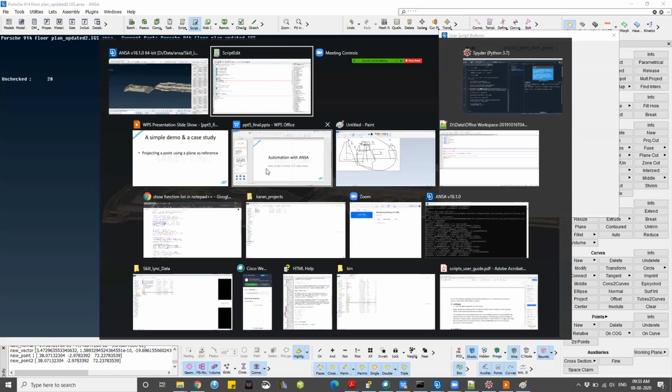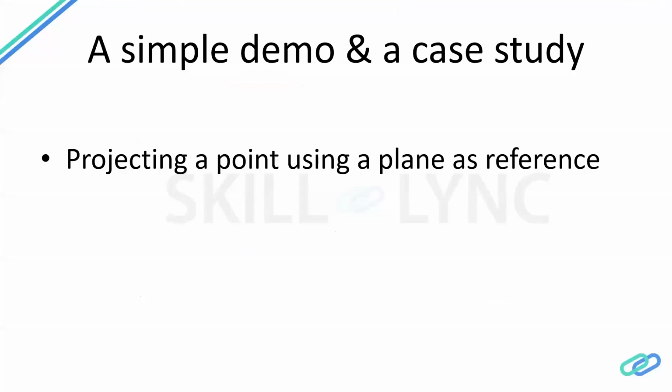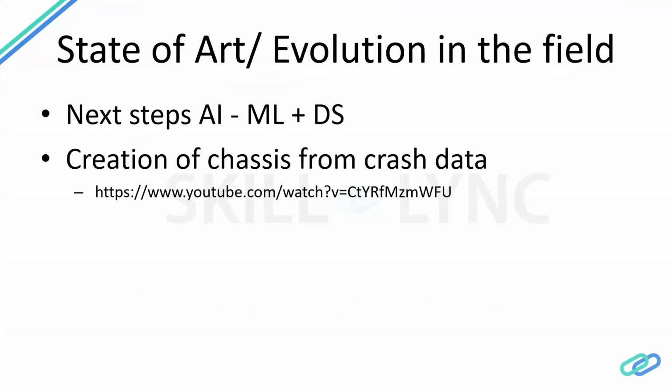Okay, so on with the presentation. Now that you've seen this, what is the state of the art and evolution in this field? Now with automation, the next natural progression is how do you add intelligence to this automation? Automation, now we are saying, okay, there's a step A, step B, step C. Can you please do these things in sequence?